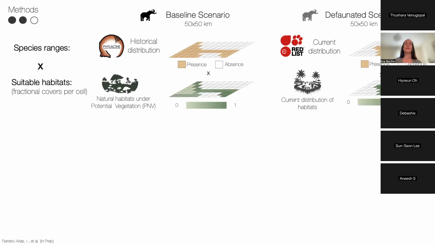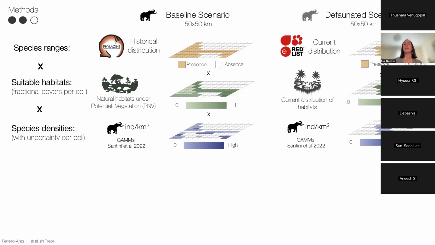And then what we did is to calculate the fraction of suitable habitat within the range for each of the mammal species under a map of potential natural vegetation, again, no human impacts, no habitat loss, for the baseline scenario. And for the defaunation scenario, we focus on the current distribution of habitats, which takes into account anthropogenic land cover changes and so on.